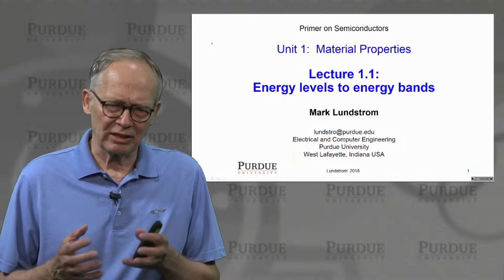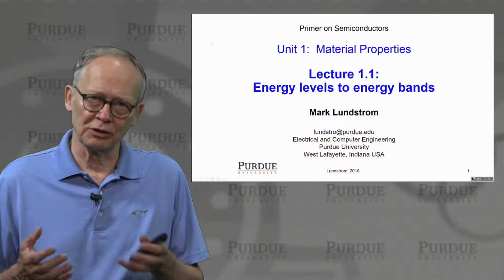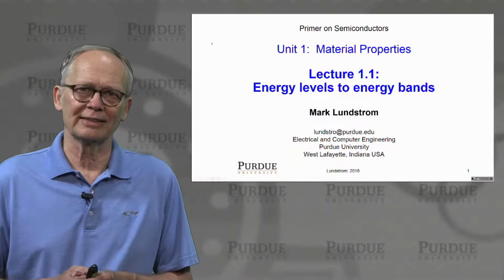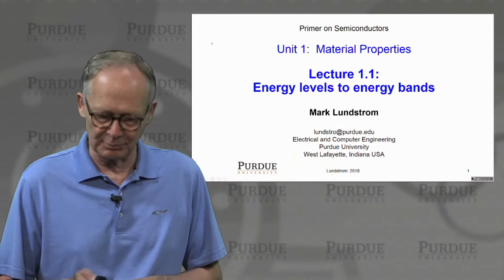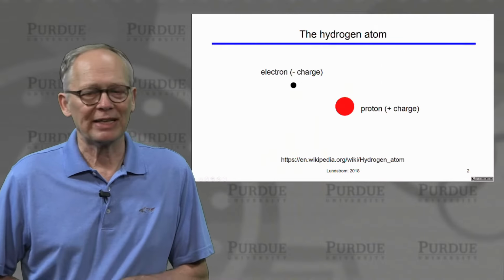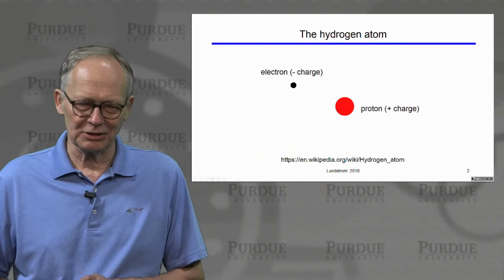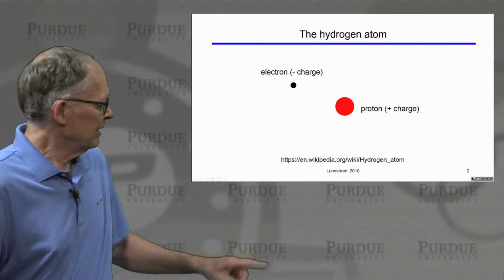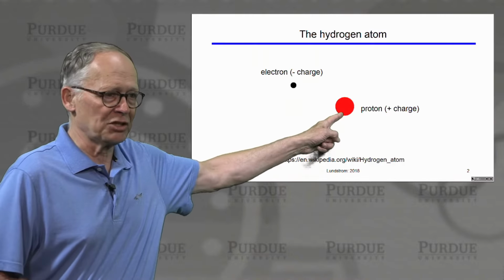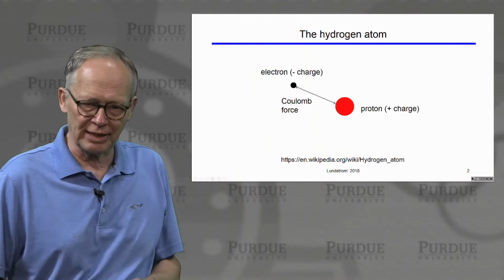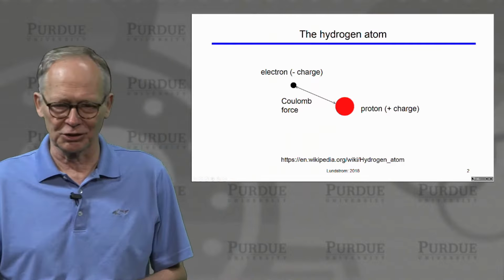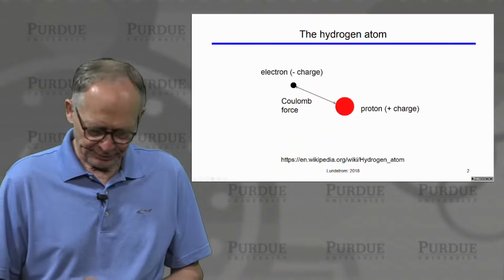And I'll be relying on some of the knowledge you have from an undergraduate chemistry or physics course, and we'll show how those concepts are extended and applied to real semiconducting materials. So let's begin with the simplest possible atom. This is probably where you started in freshman chemistry, the hydrogen atom. The hydrogen atom has a positively charged proton, a negatively charged electron. The two are held together by the Coulomb force, opposite charges that attract each other.